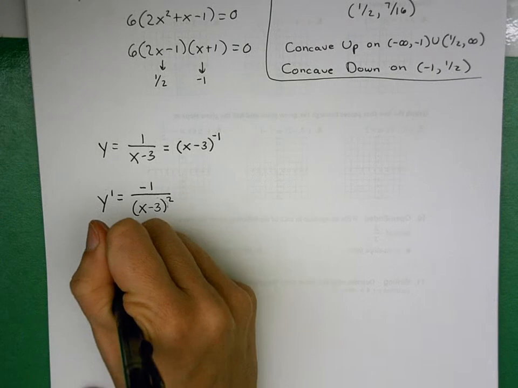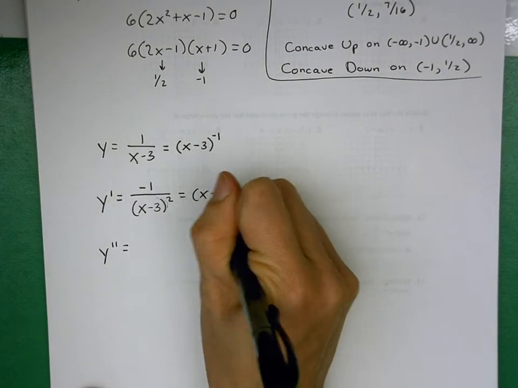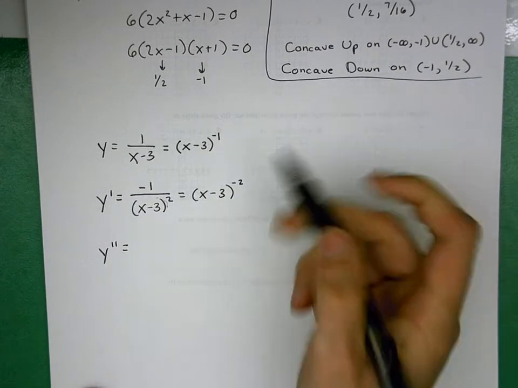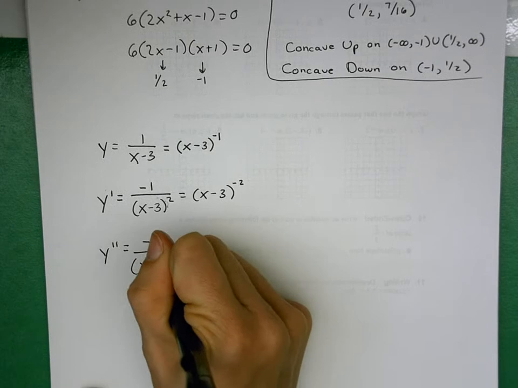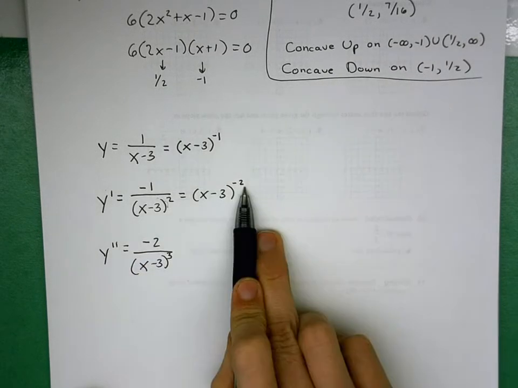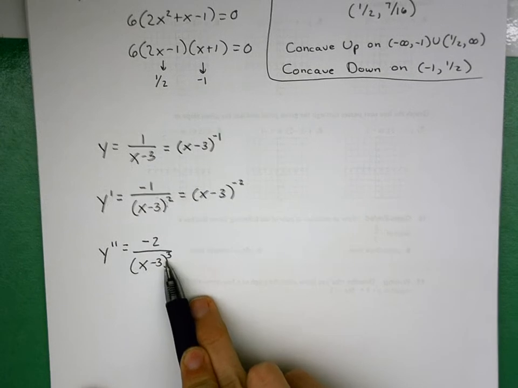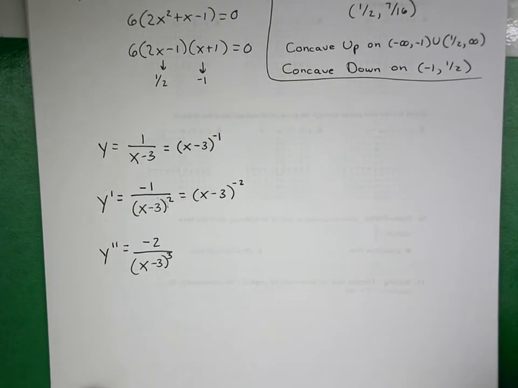Okay, and then second derivative, I'll actually be getting my second derivative the same way. Although again, you could do quotient rule. But I'll go ahead and do power rule again, so we get -2 over x minus 3 cubed. Again, bringing down the exponent, leaving the guts alone, subtracting 1 from the exponent, times the derivative of the guts, which would be 1, which is not going to change my fraction.